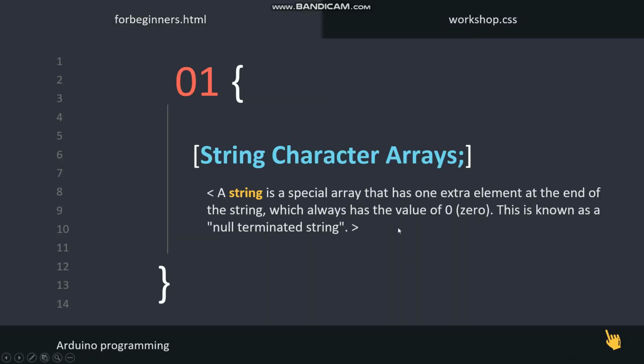Okay, string character arrays. A string is a special array that has one extra element at the end of the string, which always has the value of 0. This is known as a null terminated string. Generally, strings are terminated with a null character because this allows functions like Serial.print to tell where the end of a string is. Otherwise, they would continue reading subsequent bytes of memory that aren't actually part of the string.